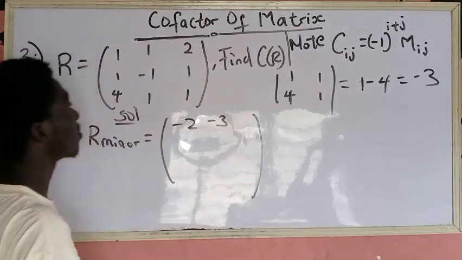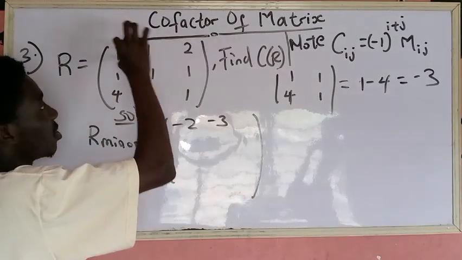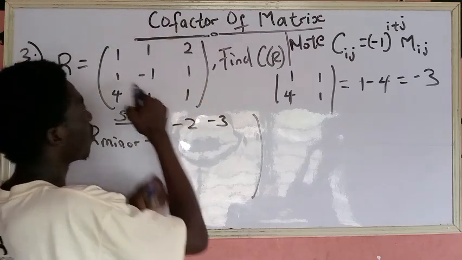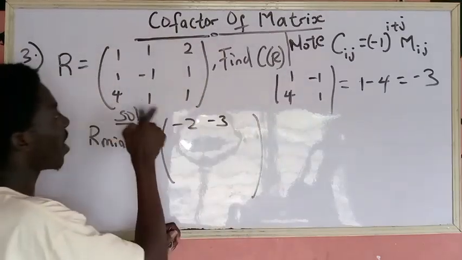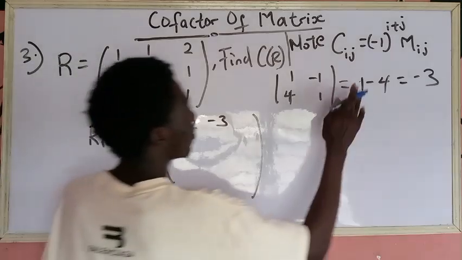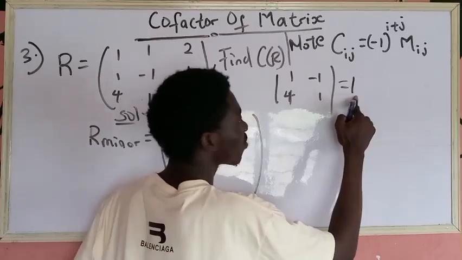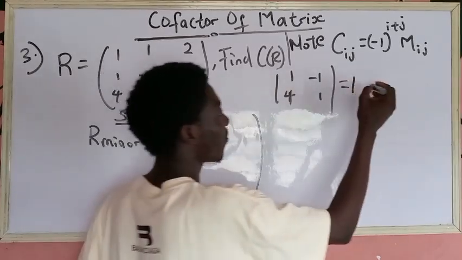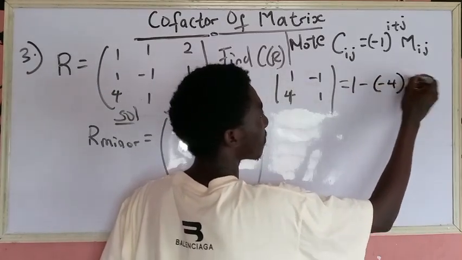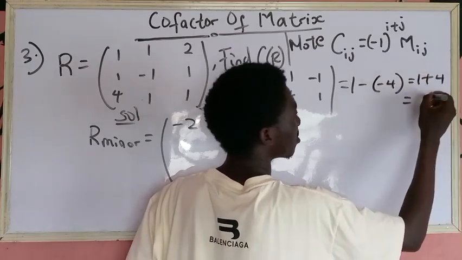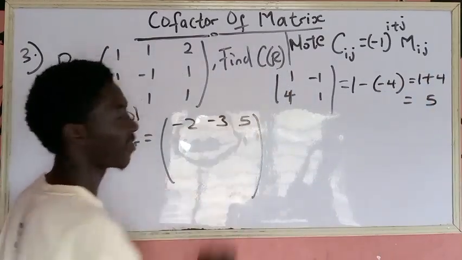Next one. 2 blocks out this column and this row. And this, so you have what? A 1, minus 1, 4 and 1. Good. So for that, you have 1 times 1 is 1. This and this is minus 4. 1 plus 4, and that is 5. Or 5. Can you see that?